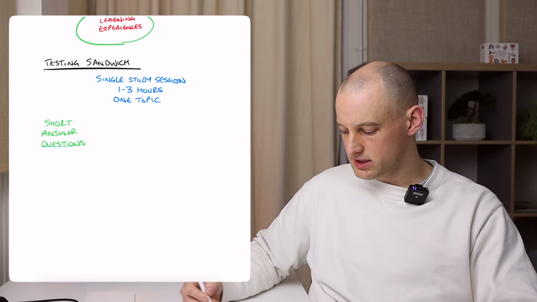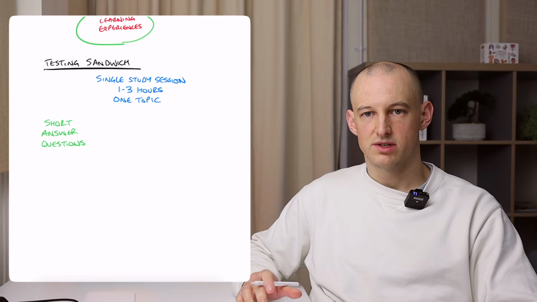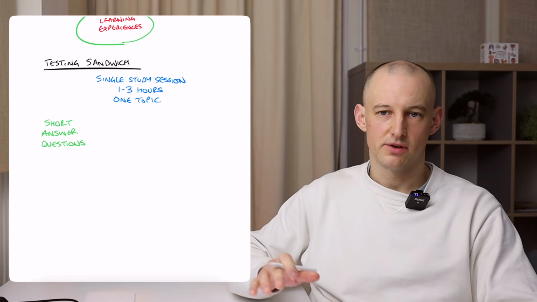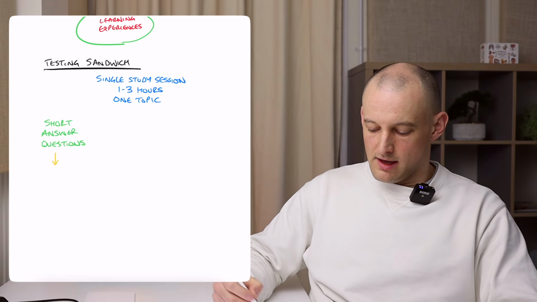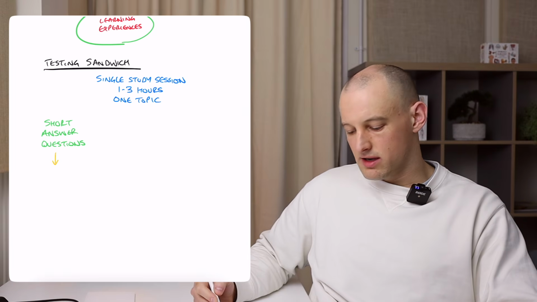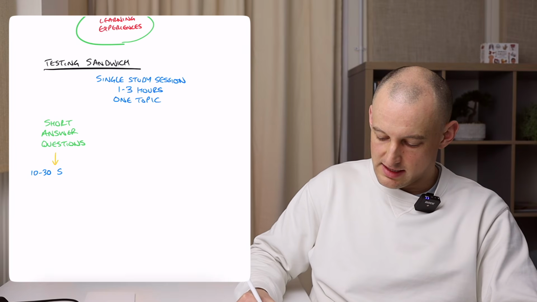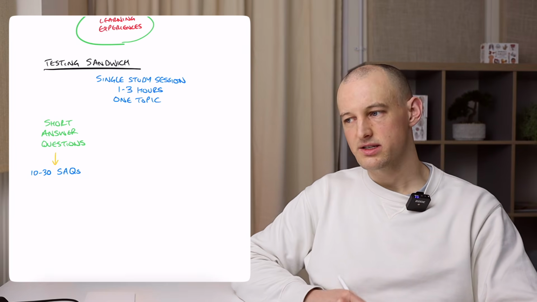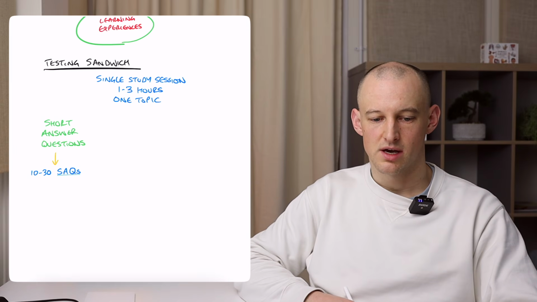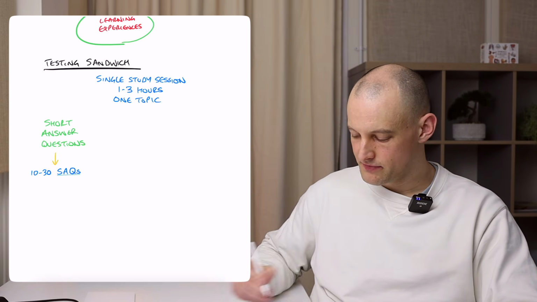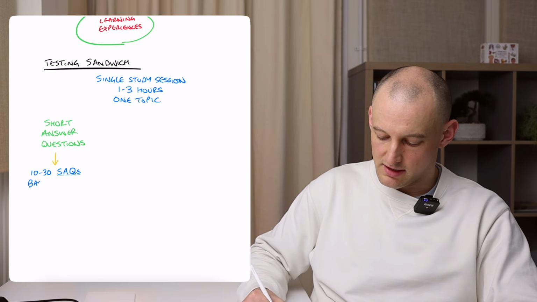So you take these short answer questions. When you sit down, you get to the library, the first thing you do is short answer questions. And we're going to go through a full demo on how to do this very shortly. And so the short answer questions, what you're doing is you do 10 to 30 SAQs. So you sit down and you blast through 10 to 30 short answer questions on the topic you're about to cover. And the idea behind this is you get your baseline knowledge.